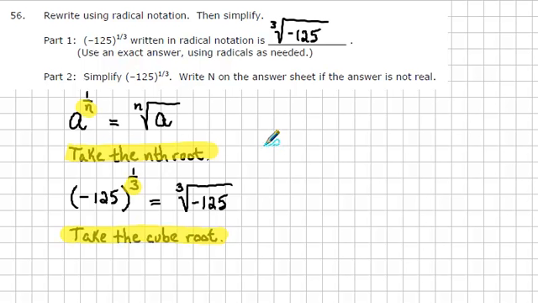In part 2, we're asked to simplify the base negative 125 raised to the 1/3 power. Write n on the answer sheet if the answer is not real. Well, we need to evaluate the cube root of negative 125. What that means is we need to think of a number that when multiplied by itself 3 times gives us negative 125. So let's factor negative 125.